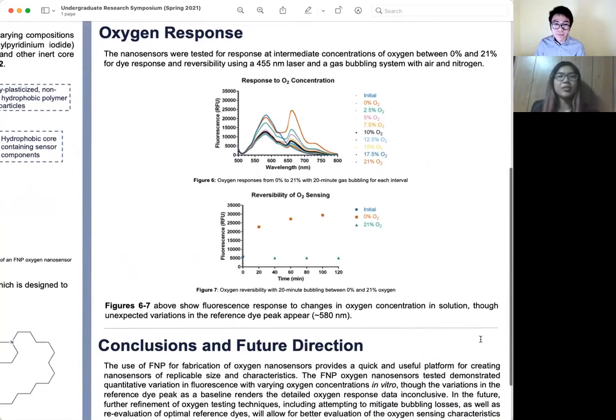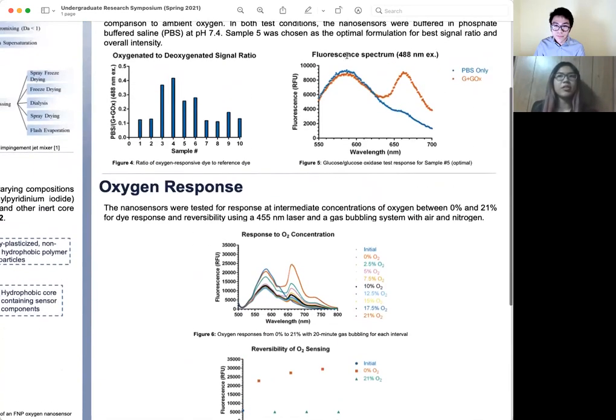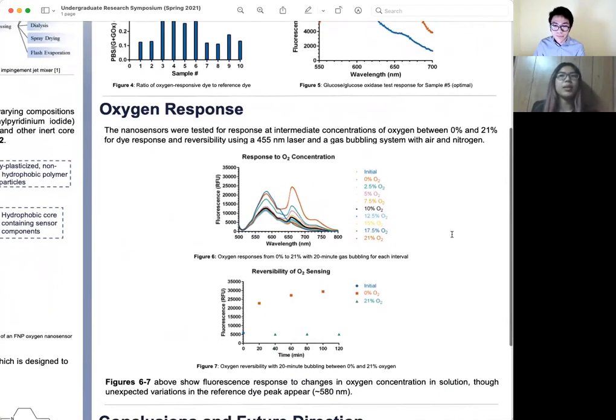We tested the oxygen response of sample 5 using a laser and a gas bubbling system. Figure 6 shows that PTTPP responds to varying oxygen concentrations as expected. Di-A also responds to different oxygen concentrations, which is unexpected as the optimal Di-A peak would look more like figure 5, where there is little variation between samples. Figure 7 shows that the nanosensors are reversible as we were able to cycle back and forth between 0% and 21% oxygen without affecting response.